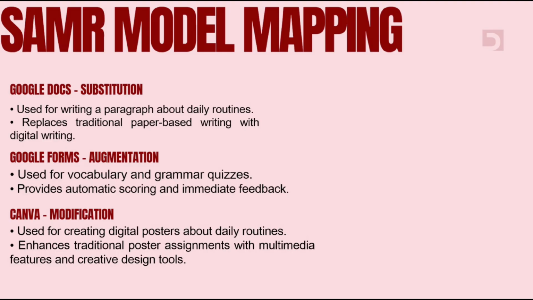The second one is Google Forms. Google Forms is categorized as augmentation because it improves traditional quizzes by providing automatic scoring and immediate feedback. And the last one is Canva. Canva is categorized as a modification because it allows students to redesign traditional poster assignments using image, template, and multimedia elements. This progression shows that technology is not only replacing traditional tools, but also enhancing and transforming learning activities.